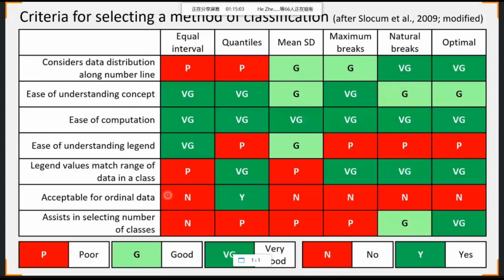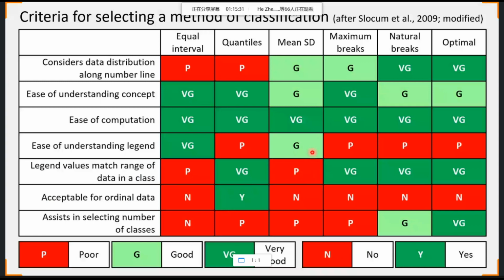What I've just talked about in the slide before, ease of understanding legend, and legend values match range of data in a class. So you can only have one of them. So if here it's very good, then here it's poor. If it is poor here, then it's very good here, usually. There is one exception here.